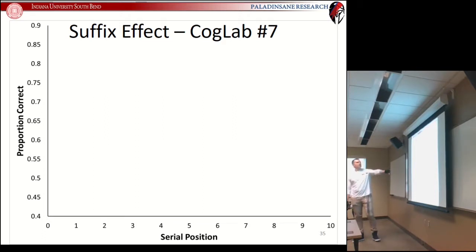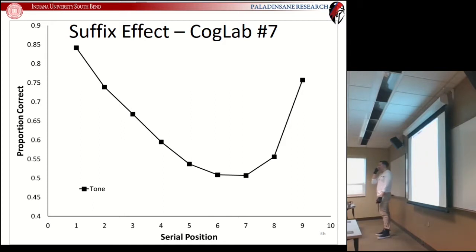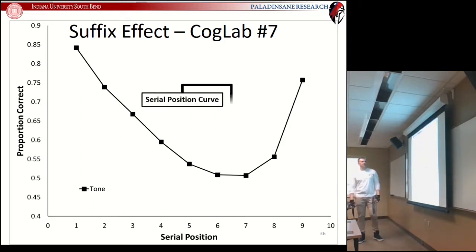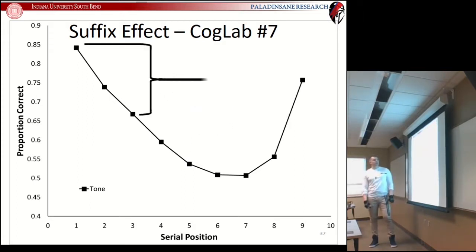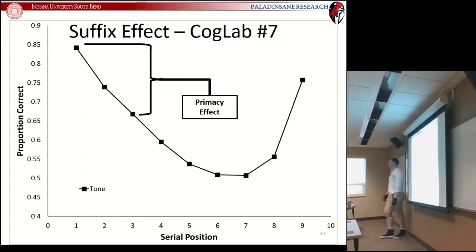All right, so we have proportion correct and serial position. What did we do when the signal was a tone? Well, that is the pattern of data right there. This is known as the serial position curve, and this is what typically happens whenever people try to recall information that is given in order and has to be recalled in a specific order. In this U-shaped curve, you tend to be very, very good at remembering the first things that you've heard. This is known as the primacy effect. Most people in this study were really good at those first 3 numbers.